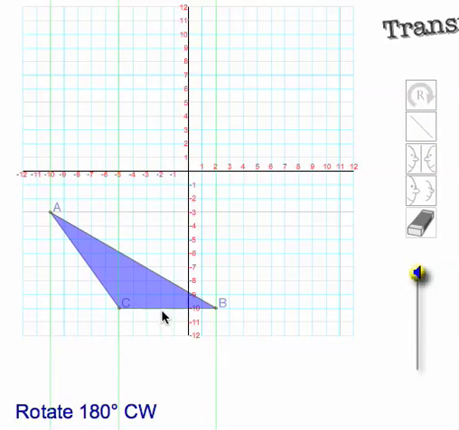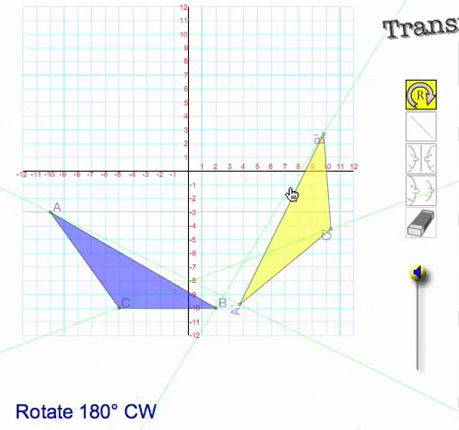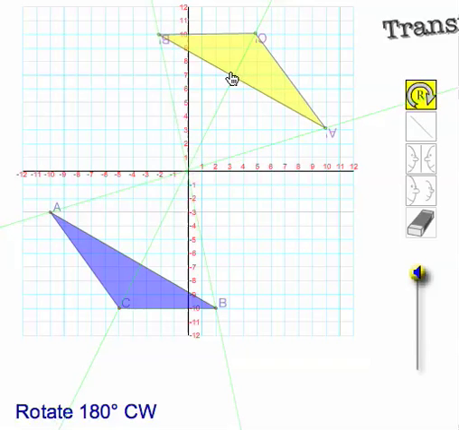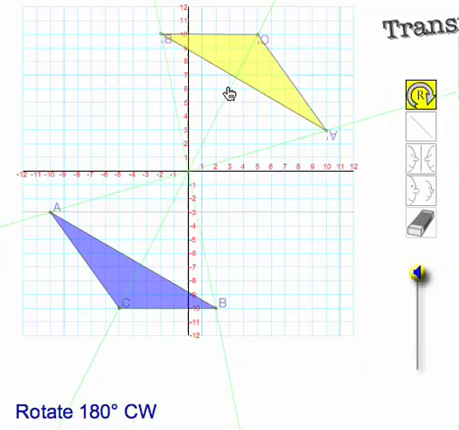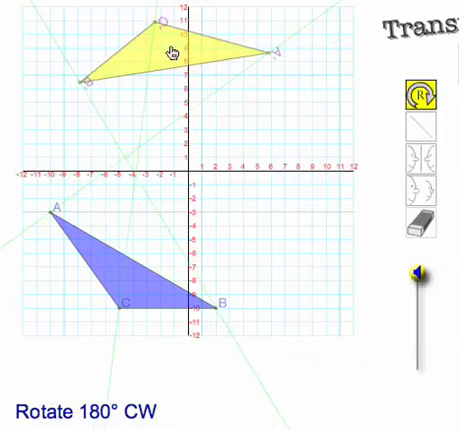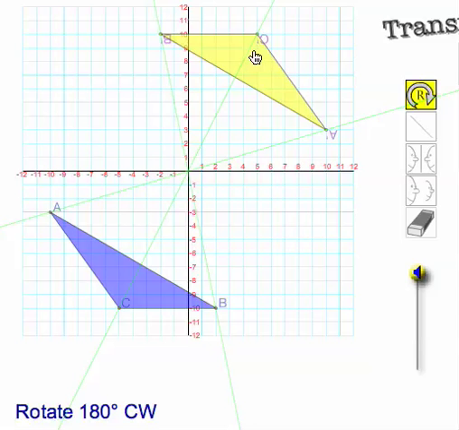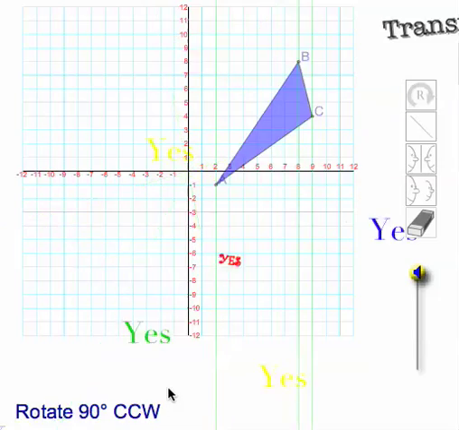180 counterclockwise, clockwise or counter, doesn't matter. 180 is 180. Okay, whether I rotate 180 this way. Now, if I look at the B is at 2, negative 10. So I'm going to switch those signs. So I'm going to make it negative 2, positive 10. So that's right here. So when you're rotating 180, it doesn't matter whether I rotated this way to get there, okay, or whether I rotated the other way to get there. It's still going to be the same rotation, okay? So just remember, the X's and Y's switch signs. They do not change places for the 180 rotation.